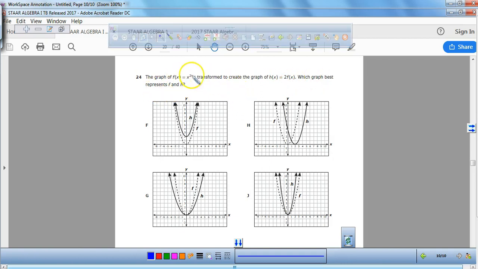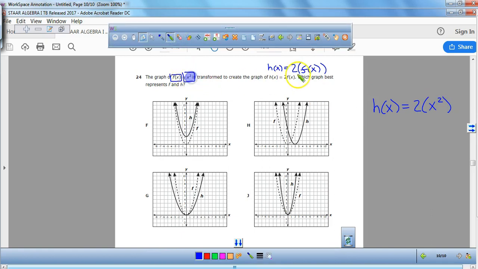So basically what it's saying is what h of x is equal to. H of x is equal to 2 times f of x. Well, what is f of x equal to? It's equal to x squared. So all I have to do is this: h of x equals 2 times x squared. So I'm just going to take my original function, which is x squared, and multiply everything by 2.